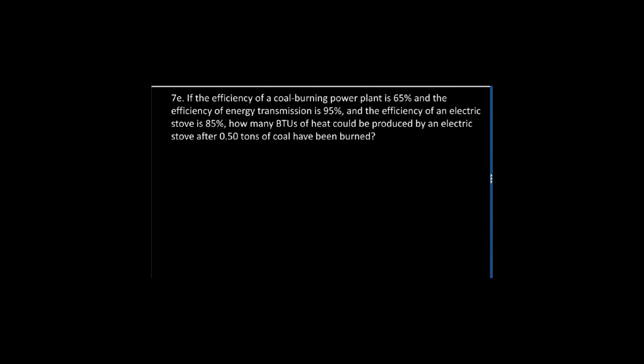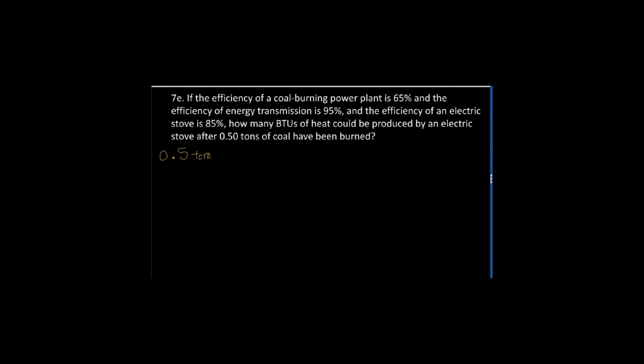Okay. Now, part E. Okay. If the efficiency of a coal-burning power plant is 65% and the efficiency of energy retransmission is 95% and the efficiency of the electric stove is 85%, how many BTUs of heat would be produced after 50 tons of coal have been burned? Okay. So basically we're going to have to calculate the efficiency 3 times after we've converted this 0.5 to BTUs. At least I'm going to convert it to BTUs first.